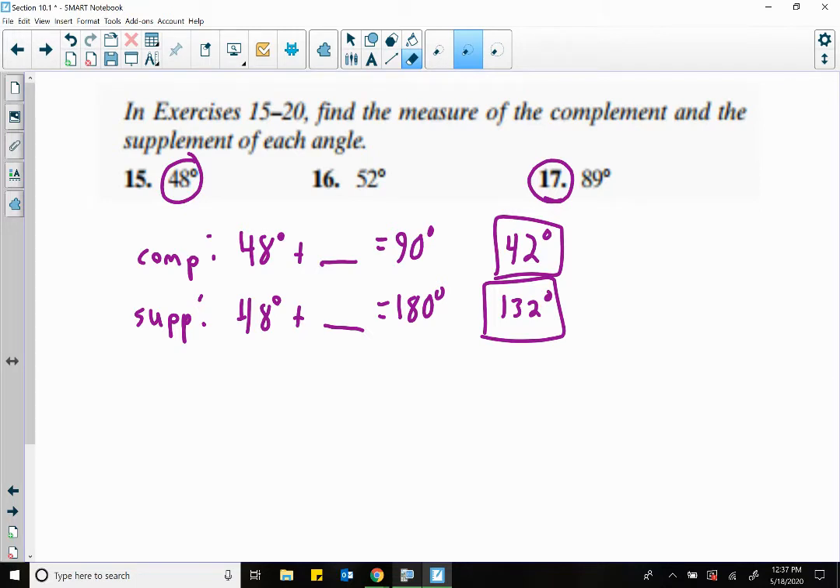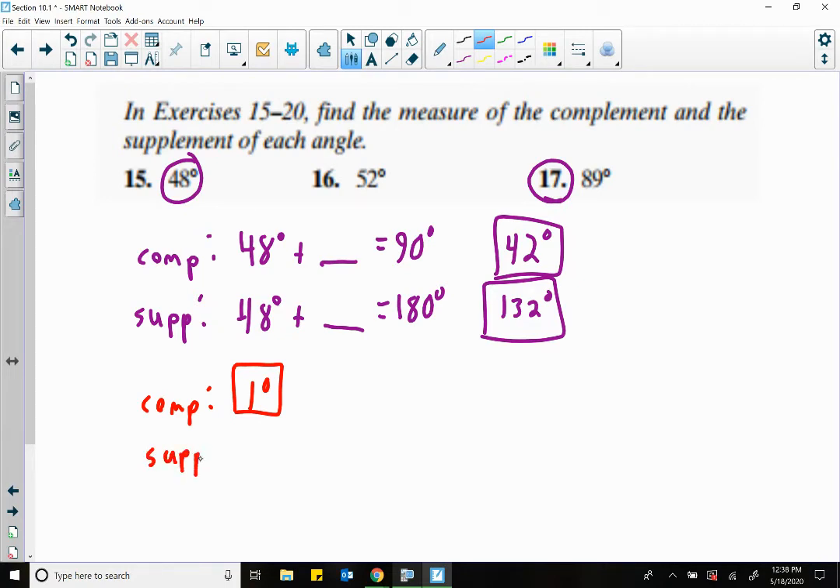All right. So the complement of 17, hopefully you found that to be 1 degree, because you take 90 minus 89, and that's 1 degree. The supplement, hopefully you found that to be 91 degrees, because you'll take 180 minus the 89. And there you go. See, nothing crazy. We're making this simple. Don't let it get you down.